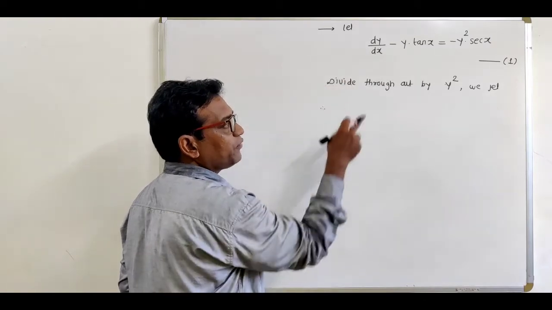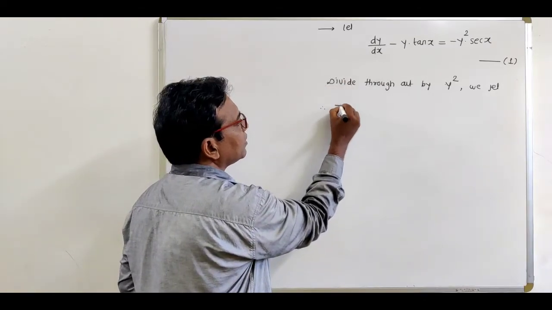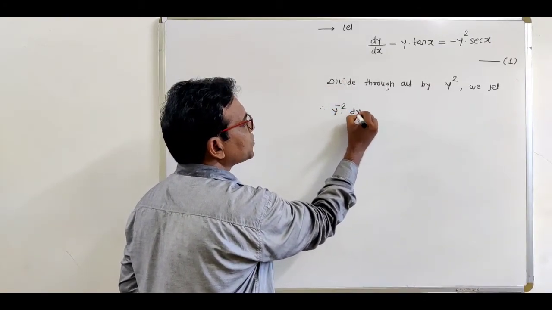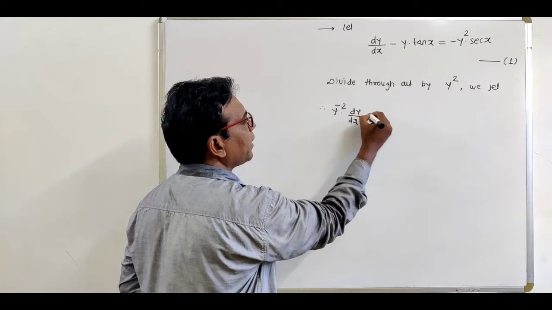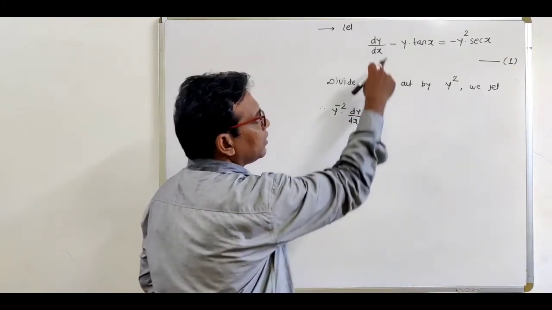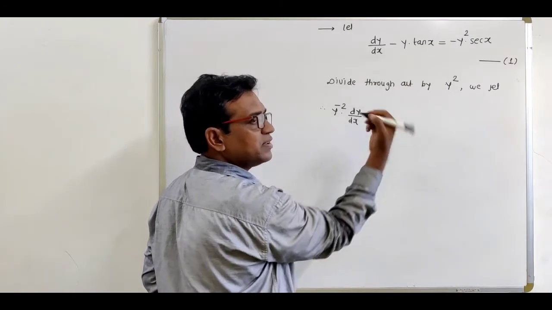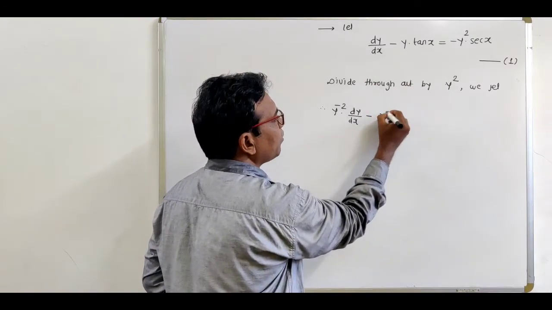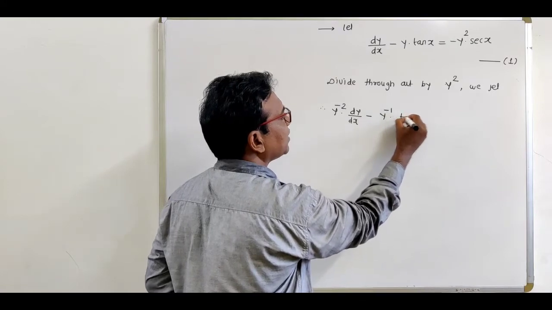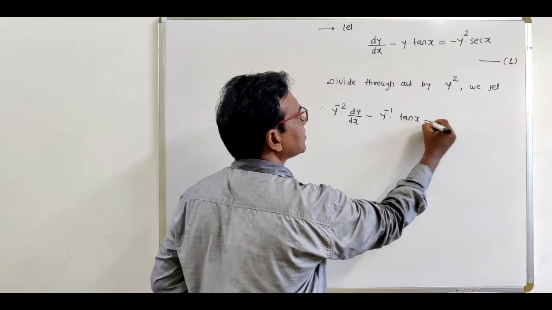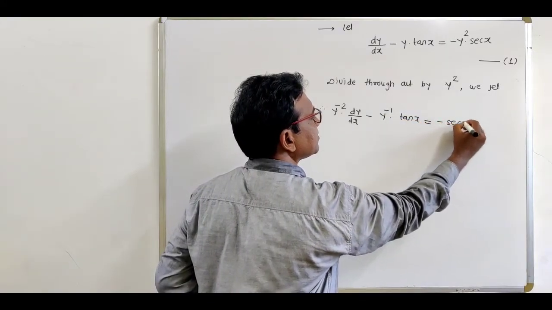If we divide the first term by y square, we get y raised to -2 into dy by dx. Divide the second term by y square: y upon y square is 1 upon y, which means y raised to -1 into tan x. This is equal to minus sec x.